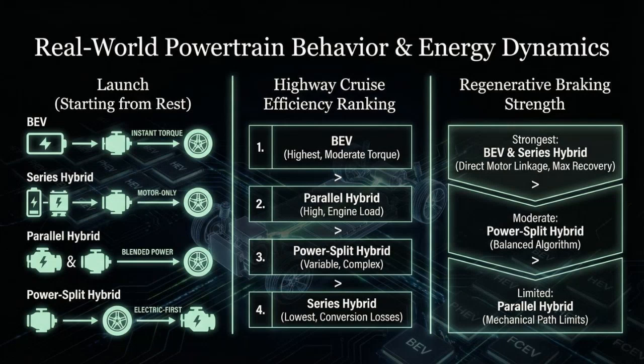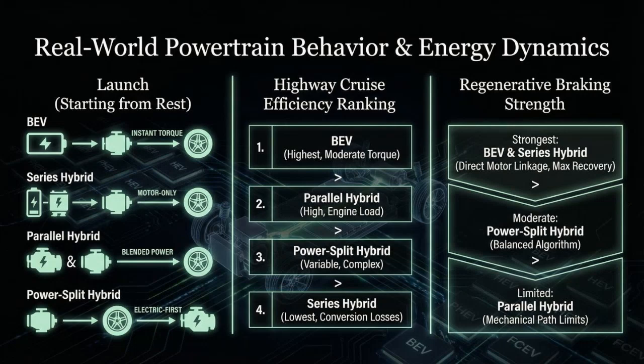Think about starting from a traffic signal. A BEV gives instant torque. A series hybrid moves first on the motor while the engine comes in later to recharge. A parallel hybrid may use both motor and engine, and power split hybrids start smoothly on the motor and blend in the engine when needed.